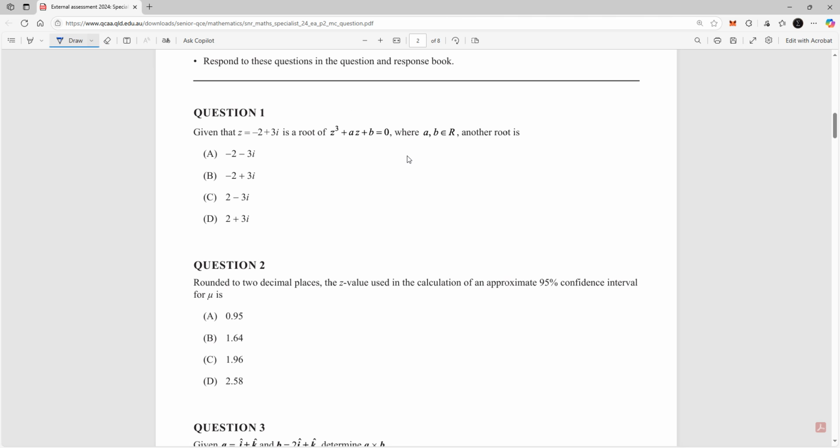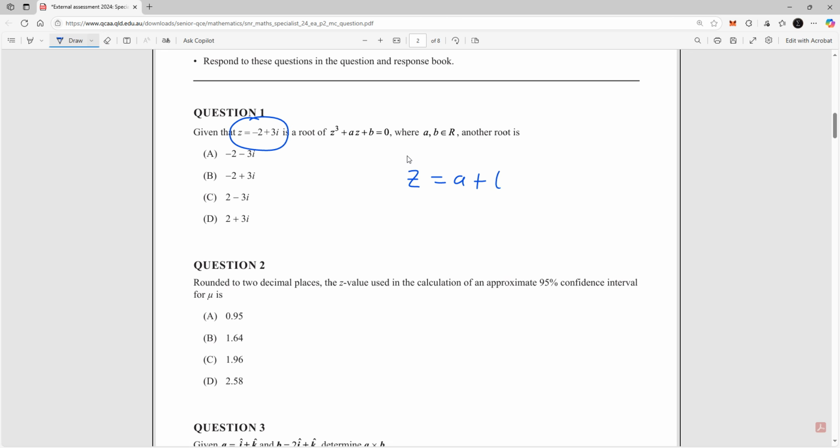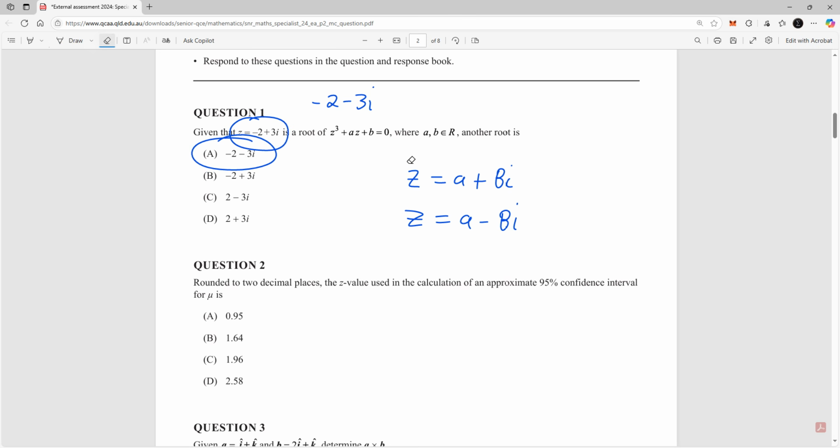If you have a polynomial and one complex number is a root, its conjugate will also be a root. So if z equals a plus bi, then z equals a minus bi would also be a solution. All we've got to look for is the conjugate in these answers. The conjugate of this would be -2 minus 3i, and we can see it straight there in A. So that's the first answer straight away.